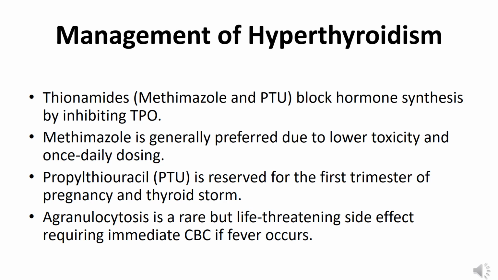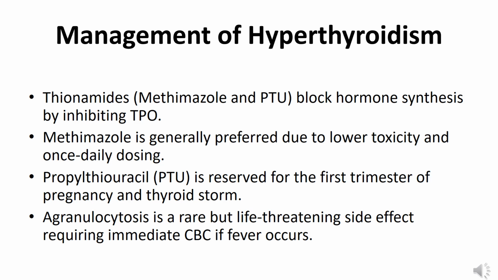Although thionamides are highly effective, clinicians must monitor for potentially serious adverse effects. One of the most dangerous complications is agranulocytosis. This is a rare but life-threatening condition in which neutrophil levels drop dramatically, leaving the patient highly vulnerable to severe infections. Patients may suddenly develop fever, sore throat, mouth ulcers, or signs of systemic infection.